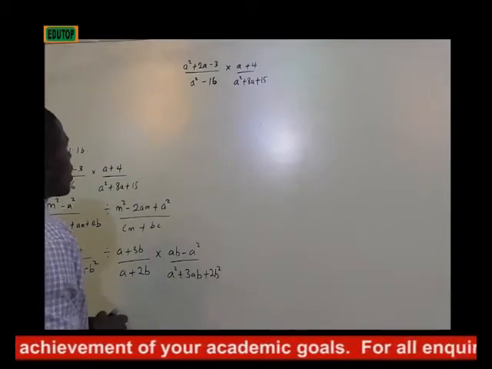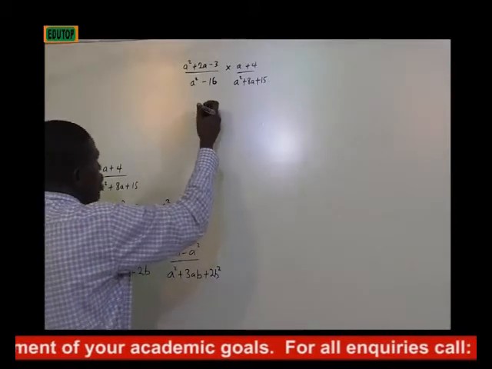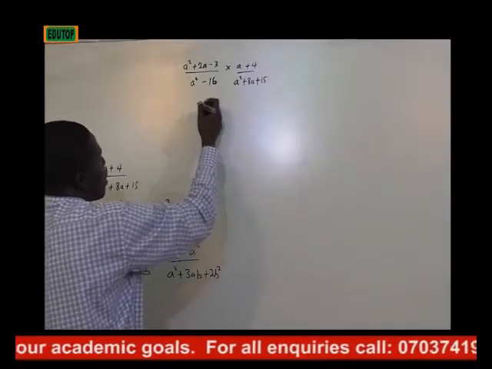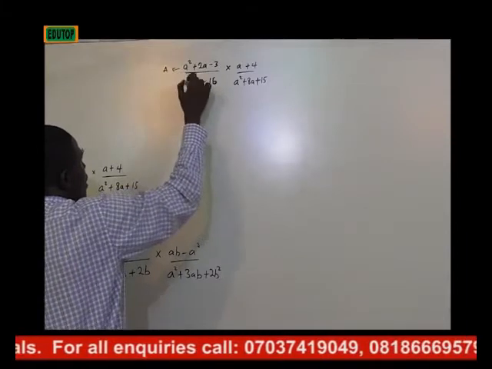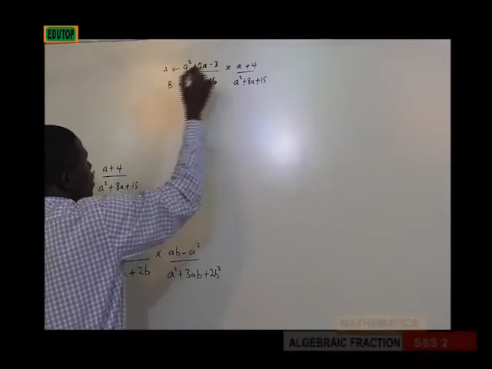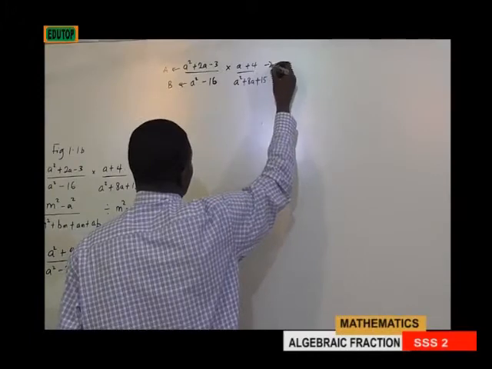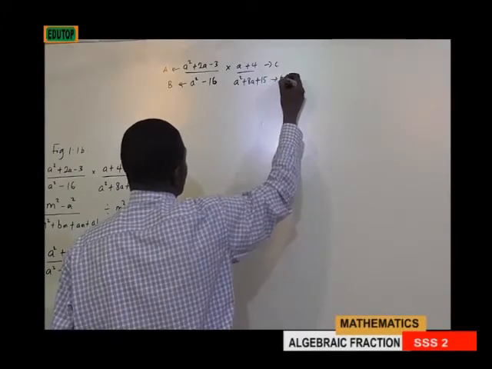so that we don't run into confusion. Let's call this A. Let's call this B. Let's call this C. And let's call this D.